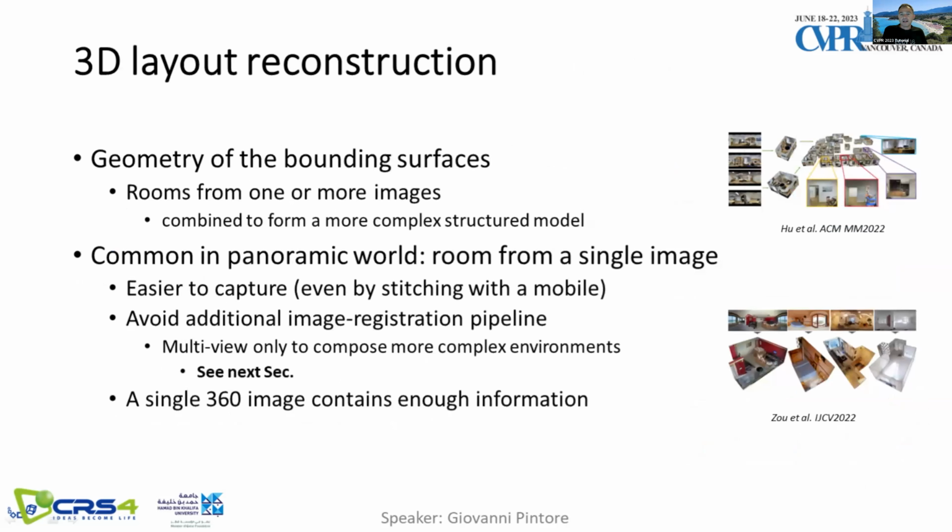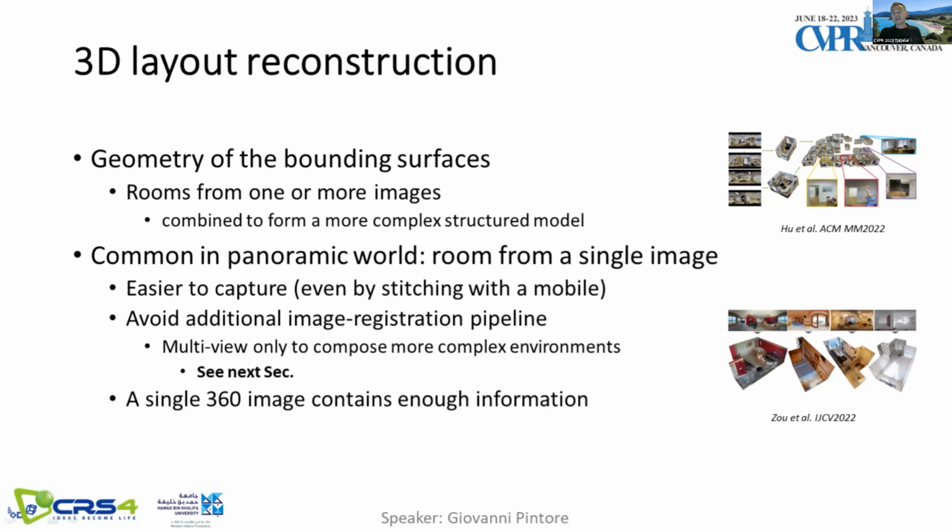And then, once we have seen the first part about the pixel-wise dense reconstruction, now we go more into the concept of 3D layout and abstraction of 3D layout. This is another fundamental task in itself, even considered only from a single image. Layout reconstruction means reconstructing the shape of the so-called rooms, possibly by deriving the structured model in its parts. Such rooms can be derived from one or more images and combined with each other to form a more complex structured model.